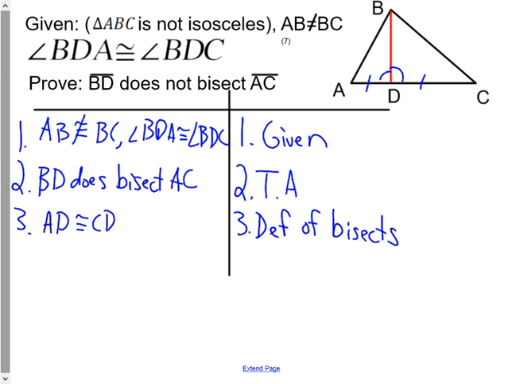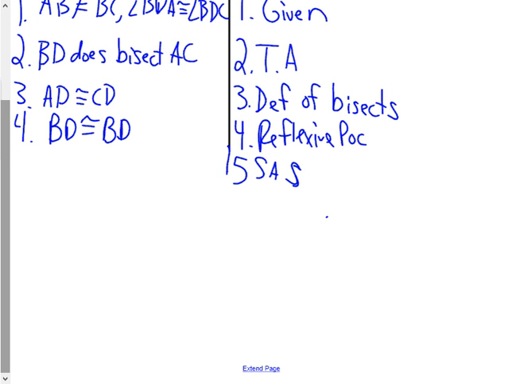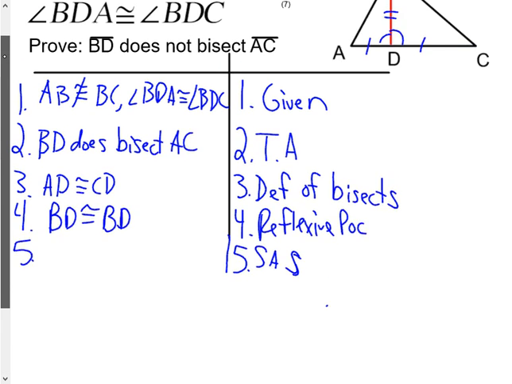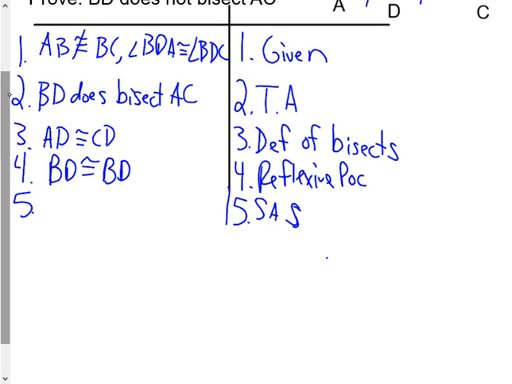I've got side, angle, reflexive here, side, angle, side. BD is congruent to itself by the reflexive property. It's going to give me triangles congruent. That is not side-angle-side by itself; it's reflexive, and then we have side-angle-side. There we go. Side-angle-side, then triangles congruent. BDA, BDC congruent.